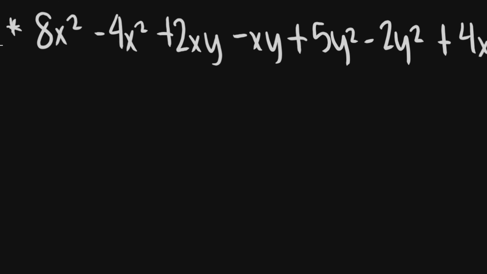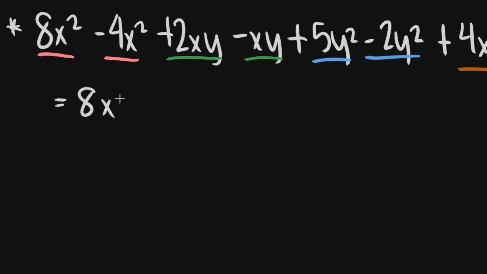So you just first, like we always do, identify the similar terms. So 8x squared and negative 4x squared are both similar terms. Then 2xy and negative xy are similar also. And 5y squared and negative 2y squared are also similar. And 4xy and negative 2xy are similar. Therefore, you just combine the said similar terms.